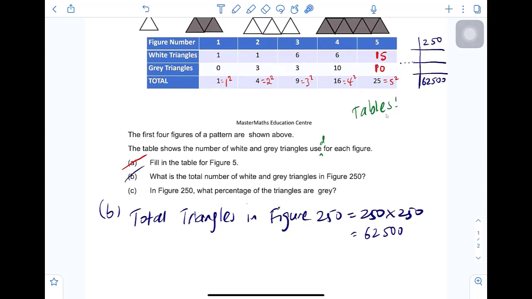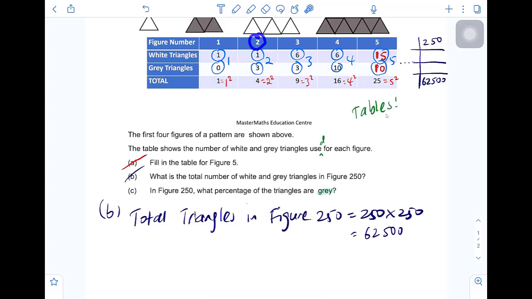In this figure 250, what percentage of the triangles are grey in colour? Now, further observations have to be made in order to solve this question. You need to know what is the relationship between the white triangles and the grey triangles. White triangles, grey triangles, white triangles, grey triangles, and so on. If you notice, the difference between these two, the white and the grey, is 1 here, over here is 2, over here is 3, over here is 4, over here is 5. And this difference is related to your figure number. It's exactly your figure number actually.